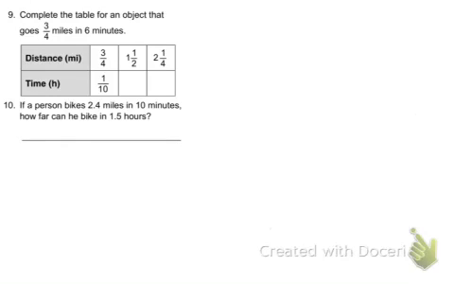Problems 9 and 10, Motor 4 Study Guide. Complete the table for an object that goes 3/4 miles in 6 minutes. First thing I want to point out is this is actually 6 minutes. 1/10 of an hour is 6 minutes.